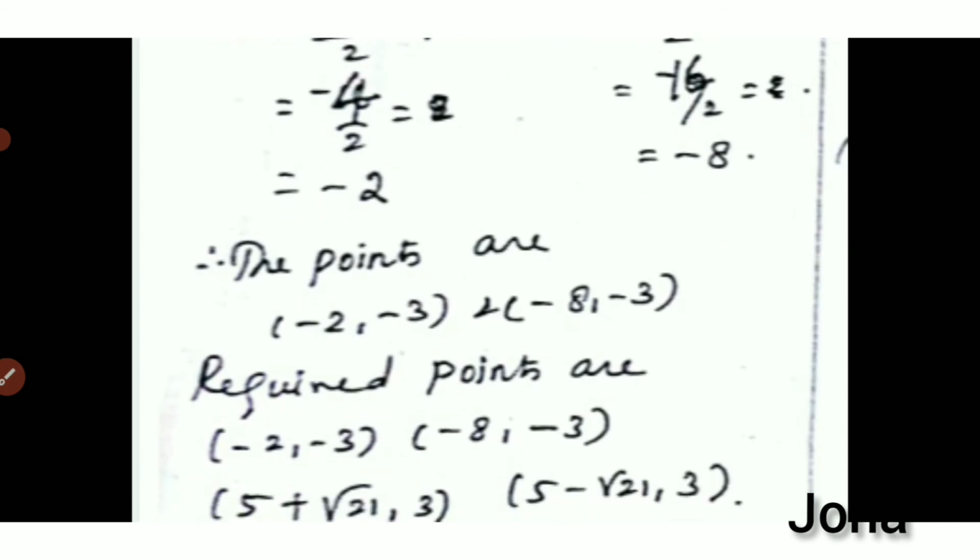The required points are (minus 2, minus 3), (minus 8, minus 3), (5 plus root 21, 3), and (5 minus root 21, 3).